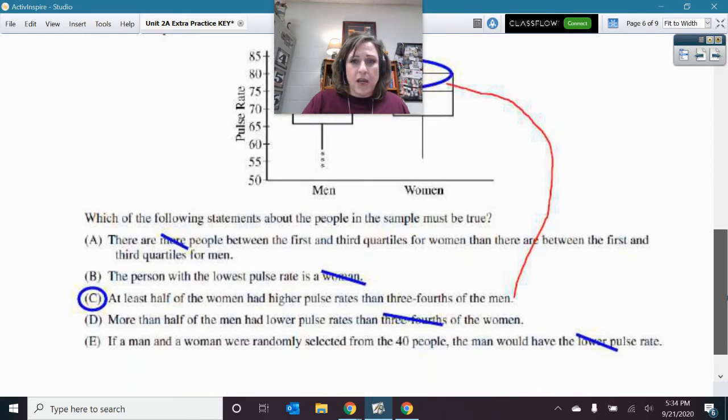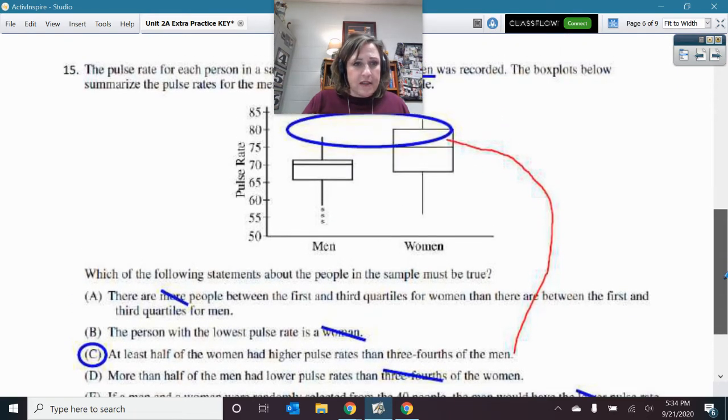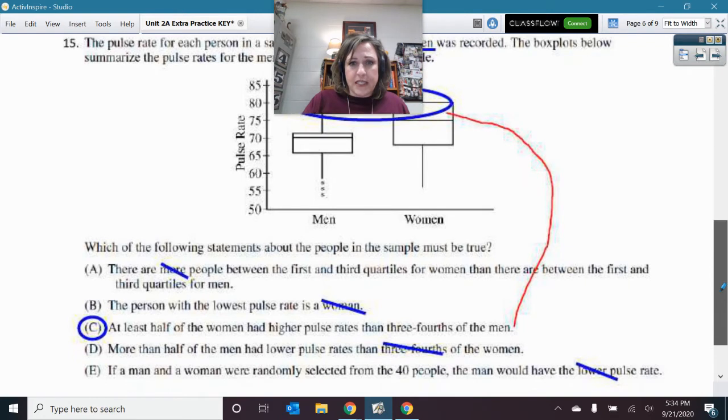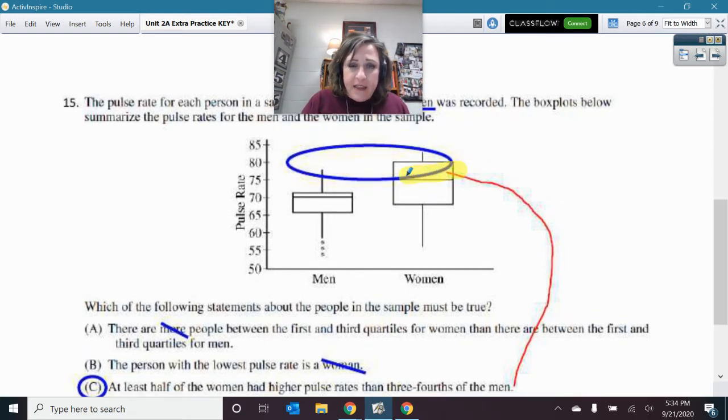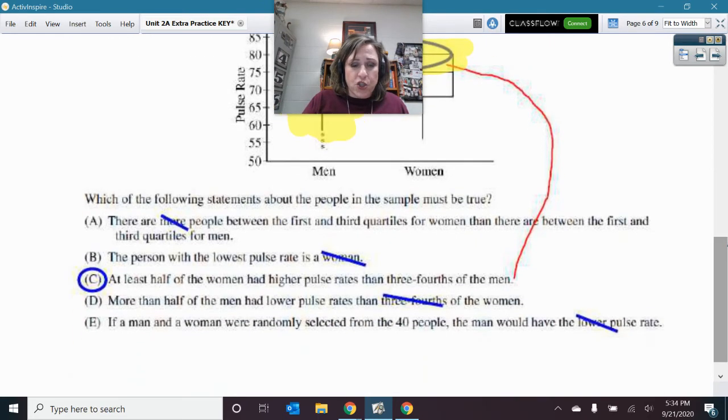All right. Now, here on this one, which of the following statements must be true? So it was C. At least half of the women had higher pulse rates. So what they're referencing is this. This top 50% of the women had higher pulse rates than 3/4 of the men. Okay. And so that's saying that half is more than this bottom 3/4 of the men. Okay. So that was the one that was true.